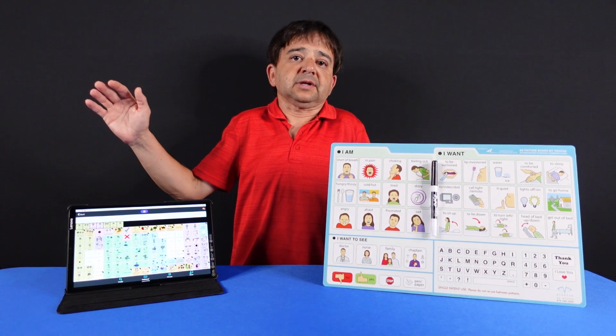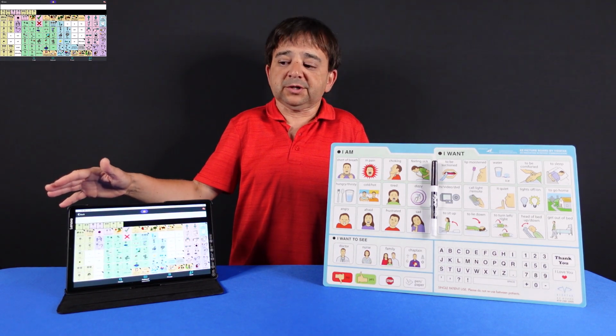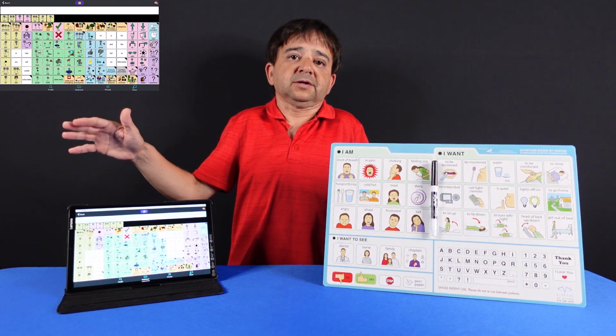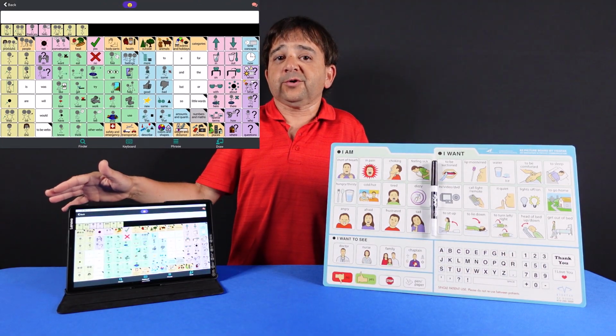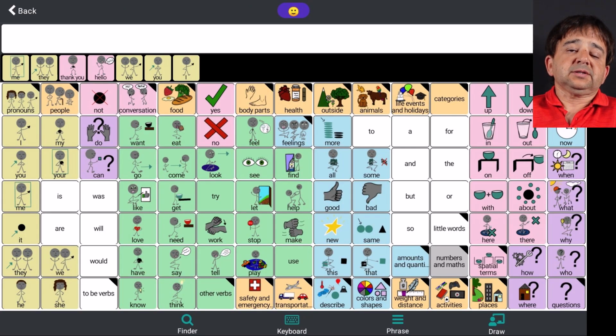Over to the left-hand corner of my screen, I have a close-up image of a high-tech AAC board. And this is an AAC app that's on my tablet. And there are many different types of AAC apps that can be downloaded onto a tablet or a phone. Some AAC apps include Proloquo2Go and WeaveChat, just to name a few.